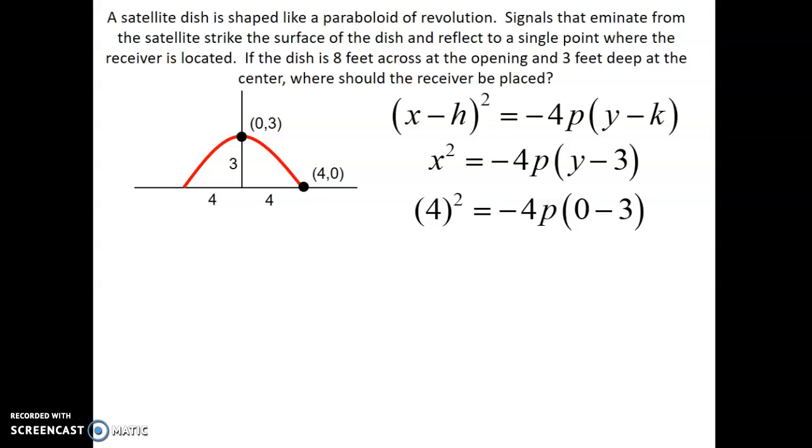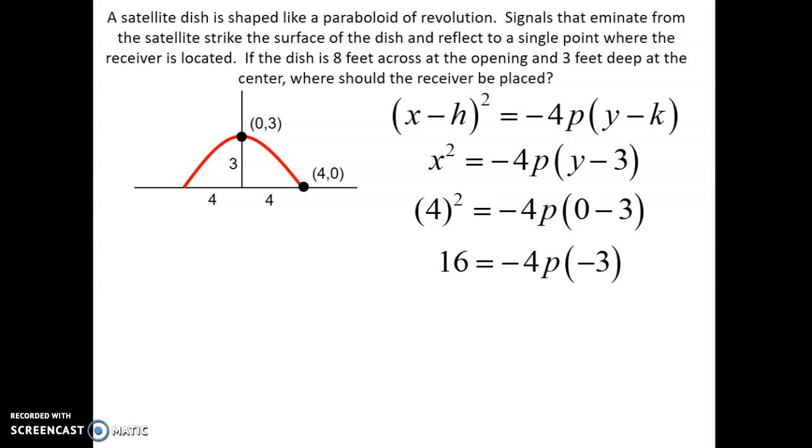So the first one is that you've put in the h and k. And the second one we're putting in for the x and the y. So the h was 0, so it goes away. The k was positive 3, so now it's negative inside the equation. Right, and now the second one, we have the x is 4 and the y is 0. The only thing we don't have in our equation is what p is. Okay, so we're going to simplify to solve for p.